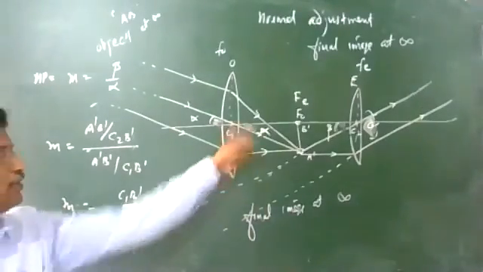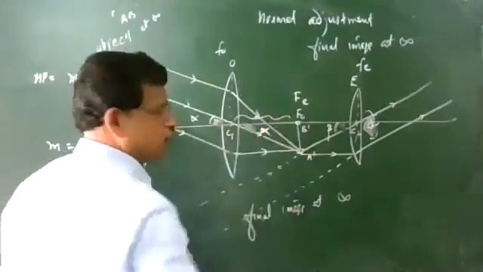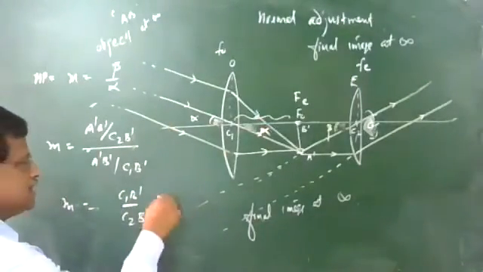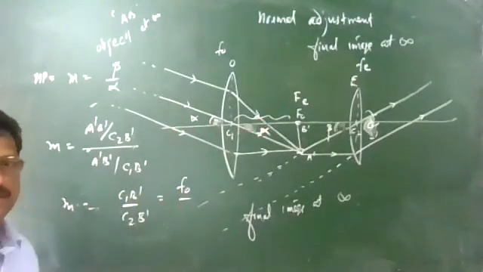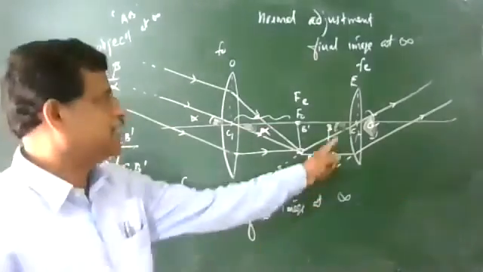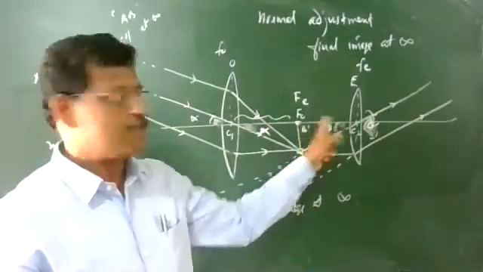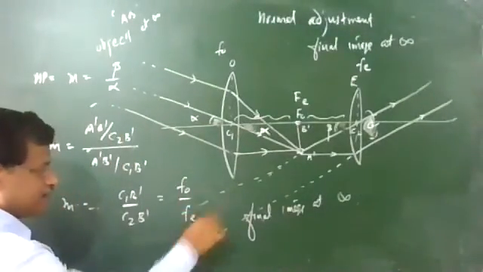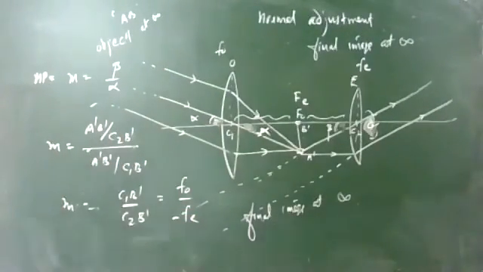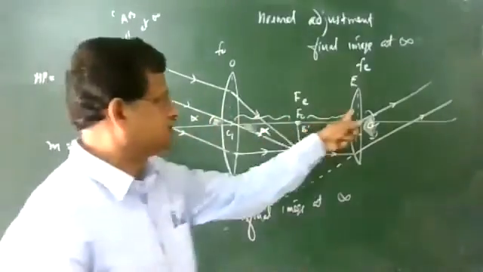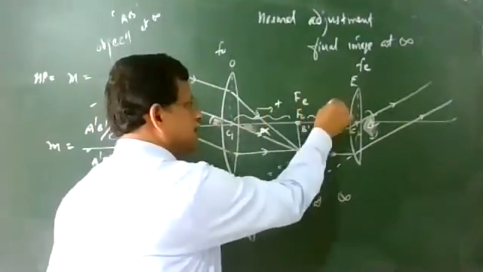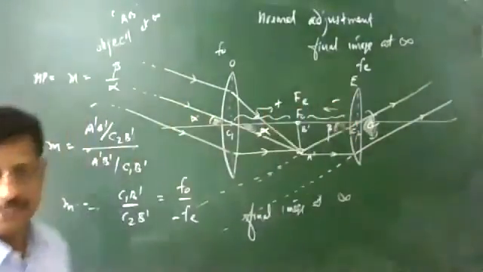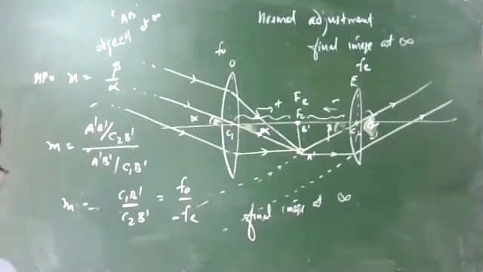What is C1 B dash? C1 B dash is the distance of the focus from the objective lens, that is equal to f naught. What is C2 B dash? C2 B dash is the distance of the focus of the eye lens, that is f e. You take it with a minus sign, since this is measured toward the left side and this is measured toward the right side. So one is positive and the other is negative. The negative sign in this equation shows that the final image is inverted with respect to the object. We have no problem with that, because astronomical objects are generally spherical in shape.